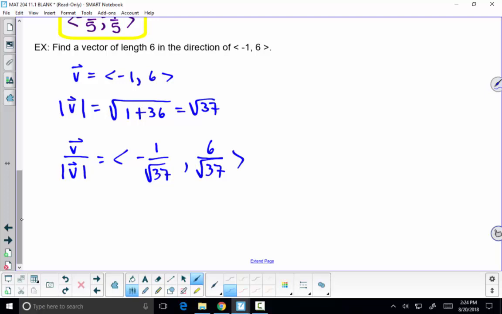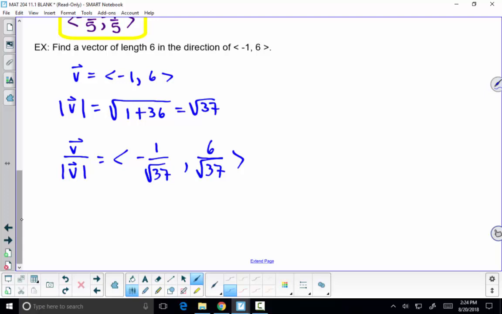If someone said, hey, this is a unit vector, the way you confirm that: square, square, add, take the square root. Squaring this, you get 1 over 37. Squaring this, you get 36 over 37. Add them, you get 37 over 37. So that's a unit vector.